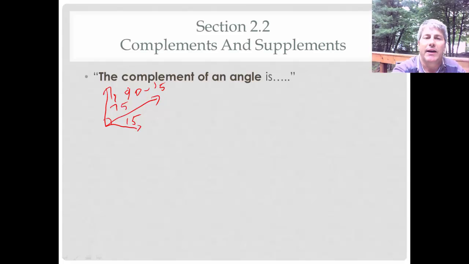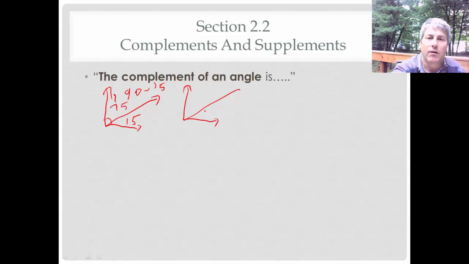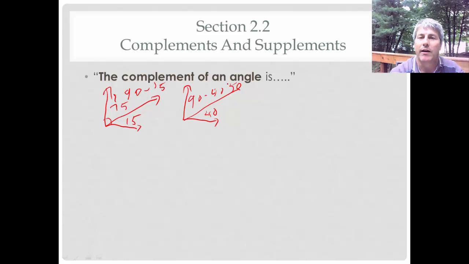So again, if I change the measure of the angle to something else, let's say, do the same thing, and now we'll say it's 40. Well, the measure of the other angle is going to be 90 minus 40, or, as you probably said right away, 50.